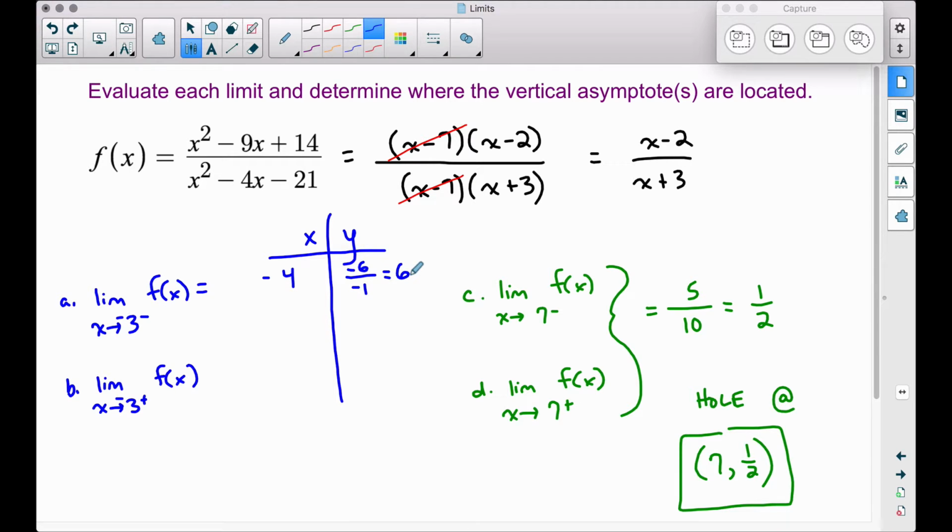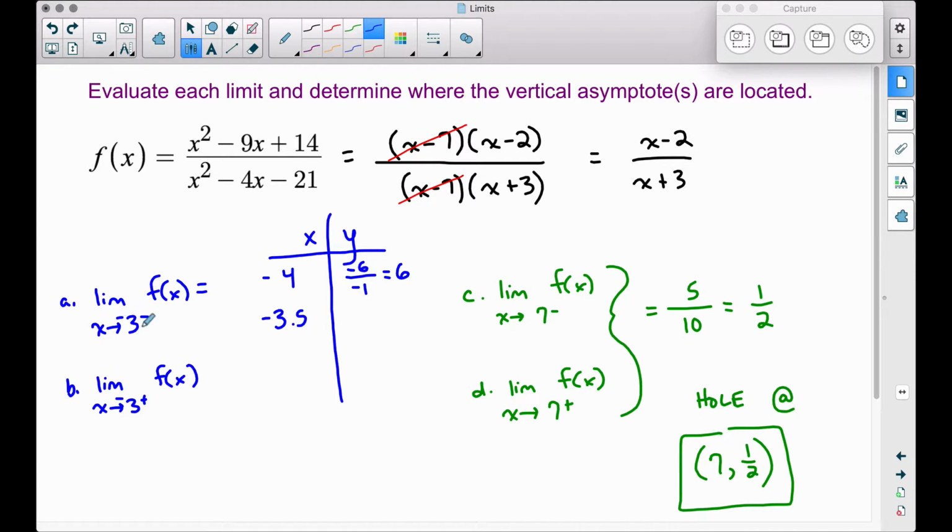Now, some of these other ones are not going to be as easy to evaluate, but I still want us to notice a pattern here. I'm thinking maybe this thing's going to shoot off to positive infinity. Let's verify that and see. Taking a number closer to negative 3, such as negative 3.5.